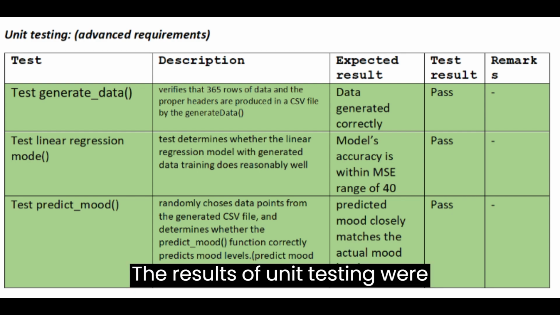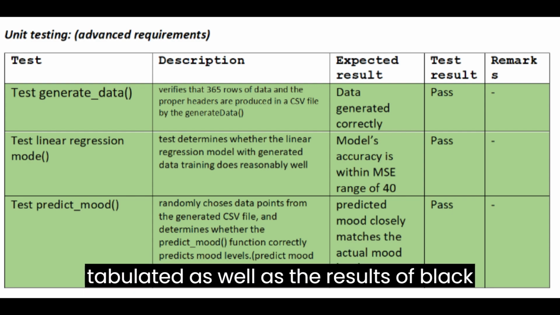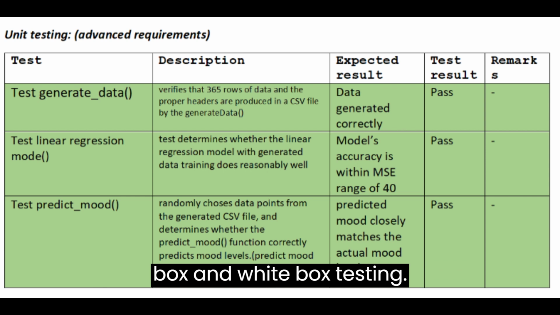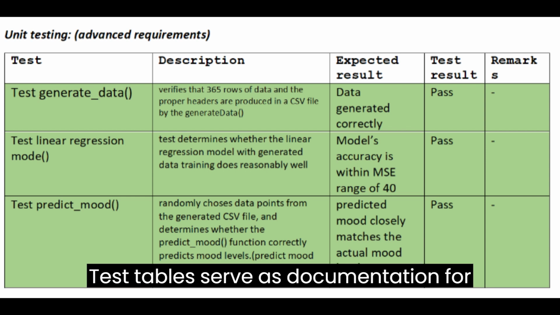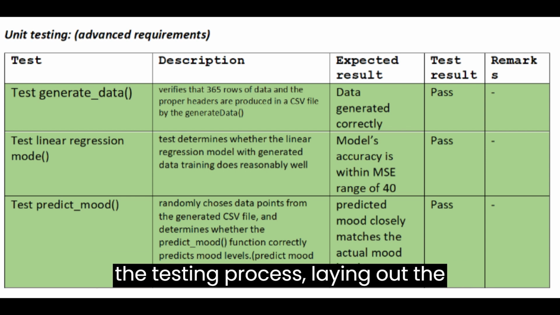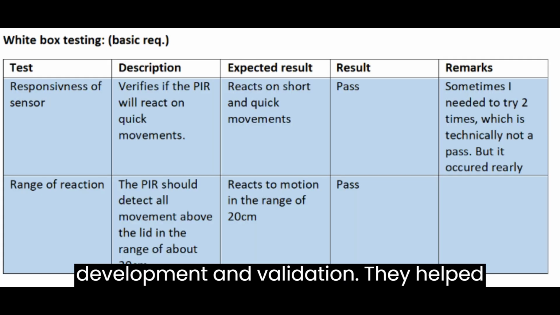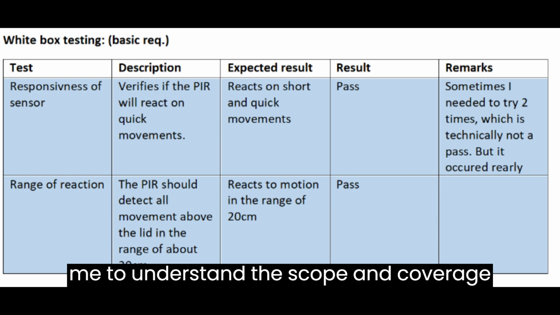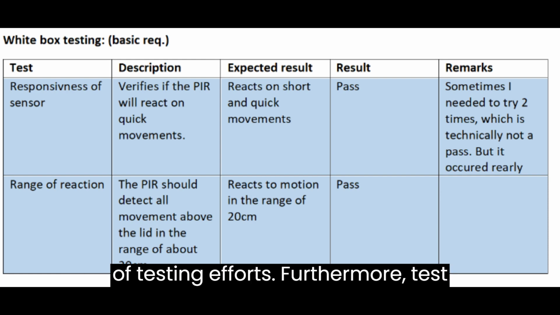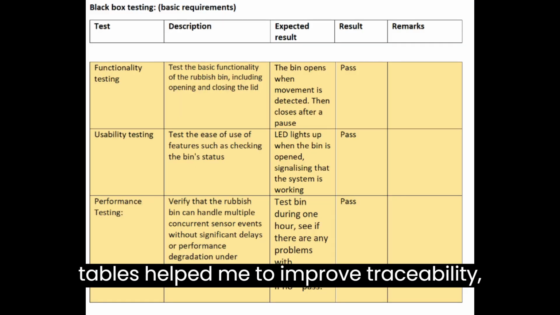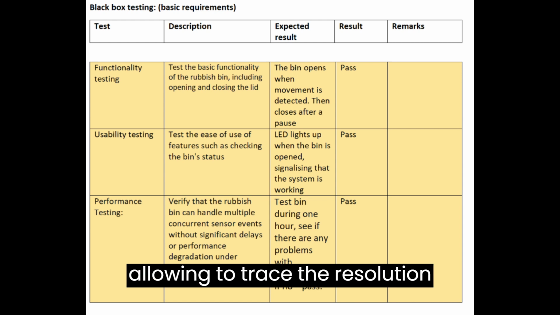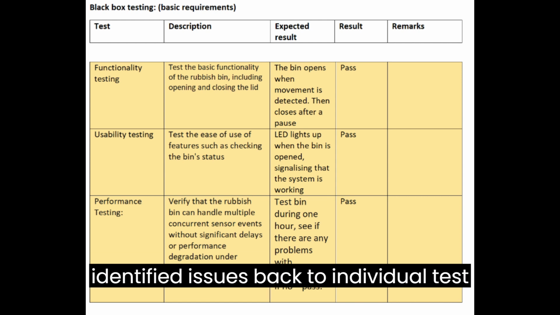The results of unit testing were tabulated, as well as the results of black box and white box testing. Test tables serve as documentation for the testing process, laying out the various scenarios considered during development and validation. They help me to understand the scope and coverage of testing efforts. Furthermore, test tables help me to improve traceability, allowing me to trace the resolution of identified issues back to individual test cases.